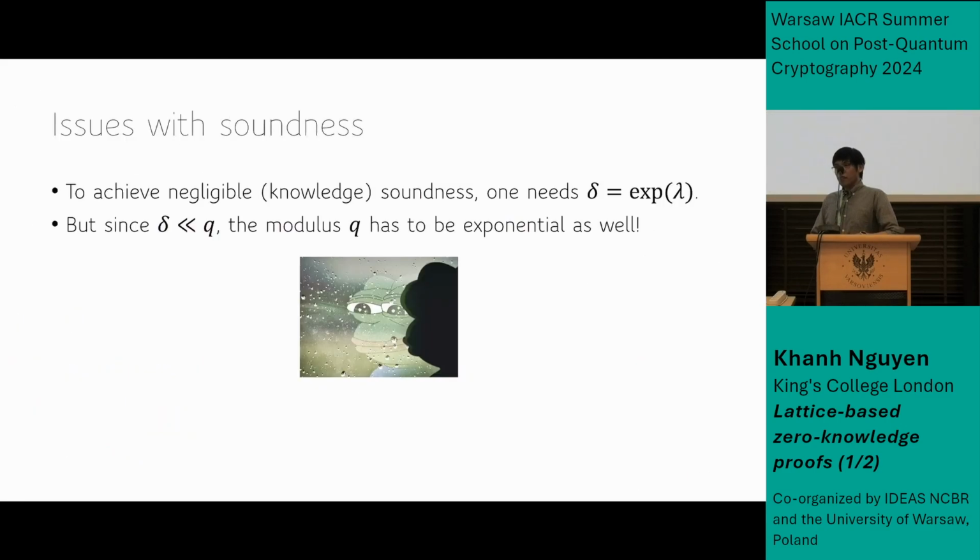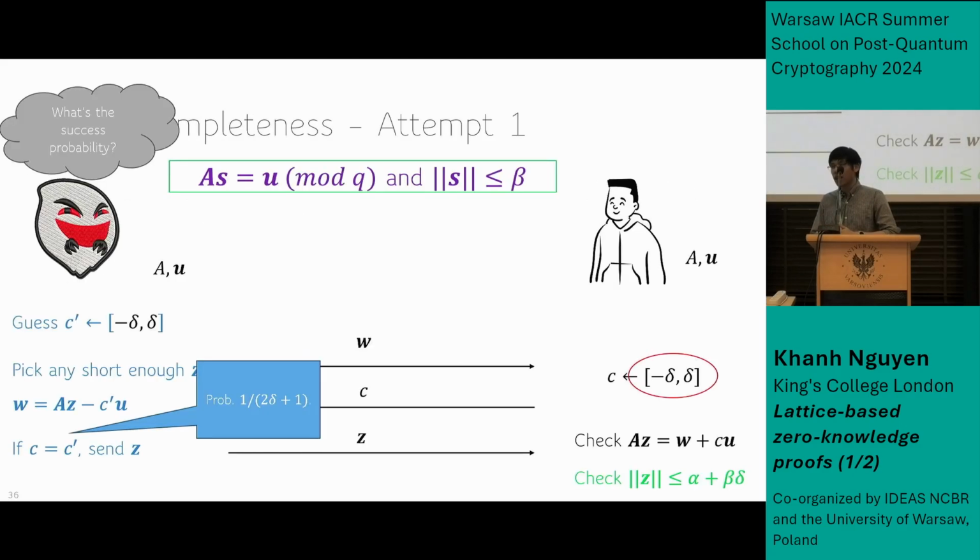So what are the issues with soundness? Well, if we want to have negligible soundness, so we want small cheating probability, then delta has to be big. But as I said, delta has to be much smaller than q. So if, let's say, delta is exponential, then q is also exponential. So then our scheme doesn't become very efficient. So what's the strategy here? Informally, we want to work over rings where the ring element c could be short, whatever that means, but the challenge space is big.